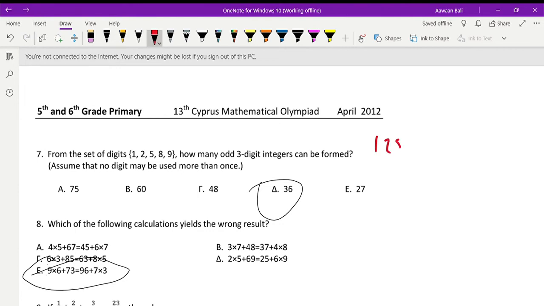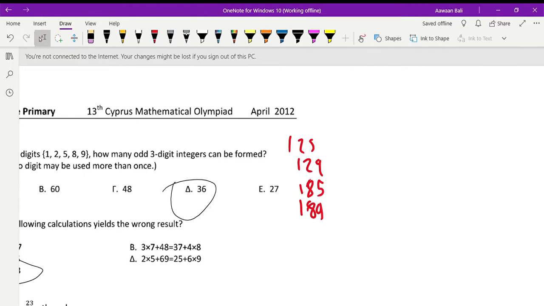1, 2, 5, 1, 2, 9. Then we have 1, 8, 5, 1, 8, 9. So that's all of the ones for 1 already. Then we have 2. But then there is more numbers. Oh wait, sorry. There's actually one more. 159 or 195. So that would be 1, 2, 3, 4, 5, 6.